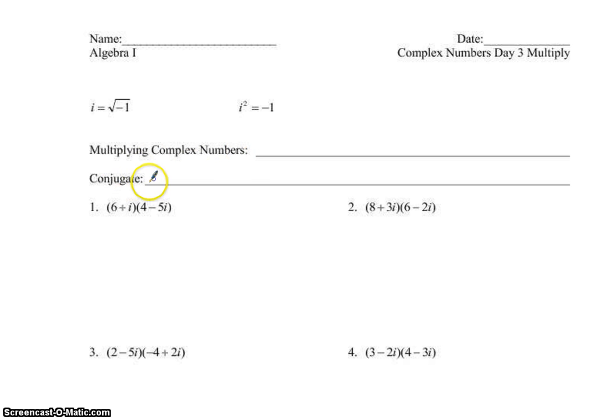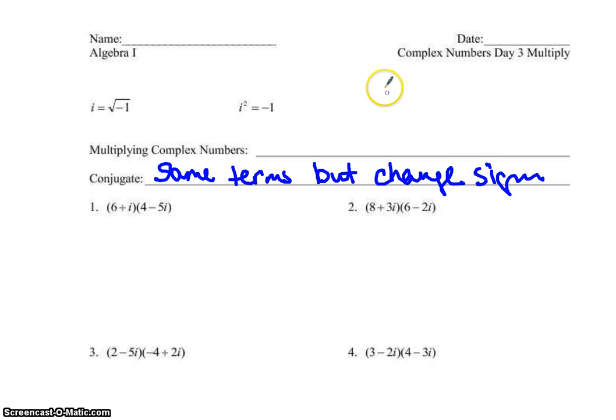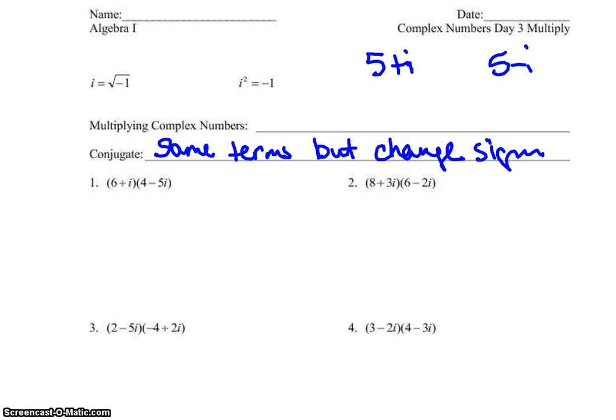Okay? A conjugate is the same terms, but change the sign. So if you had 5 plus i, the conjugate is 5 minus i. Okay, so let's look at number 1.